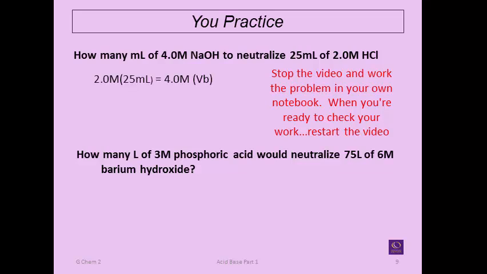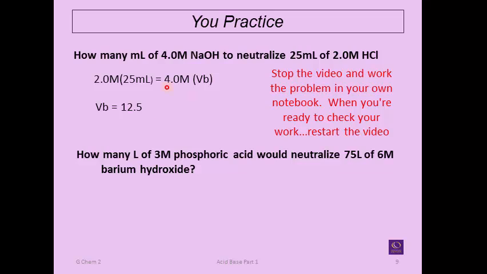Okay, let's review the first problem. Pretty straightforward, and you'll notice there's no subscripts in here because the sodium hydroxide and the HCl, neither one has multiple hydronium ions or multiple hydroxides. So you just basically plug and chug. You don't need the subscripts. Solve for VB. You should have gotten 12.5.